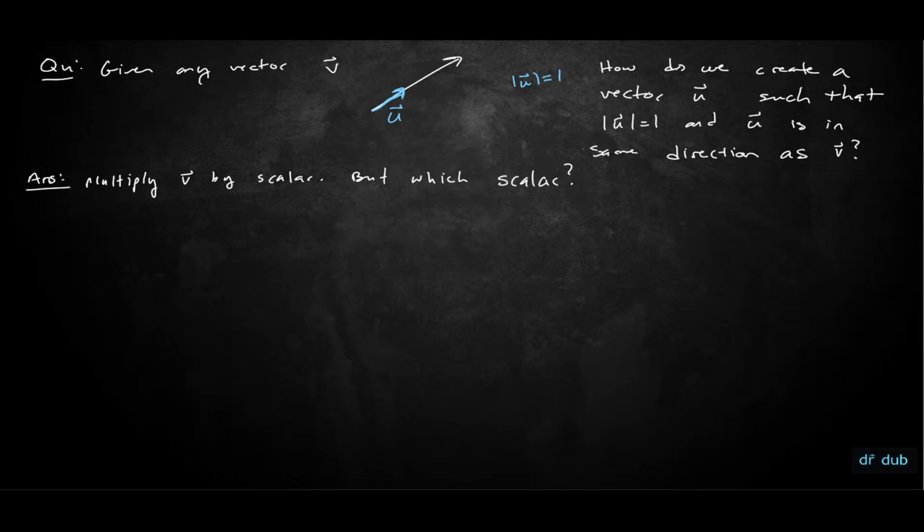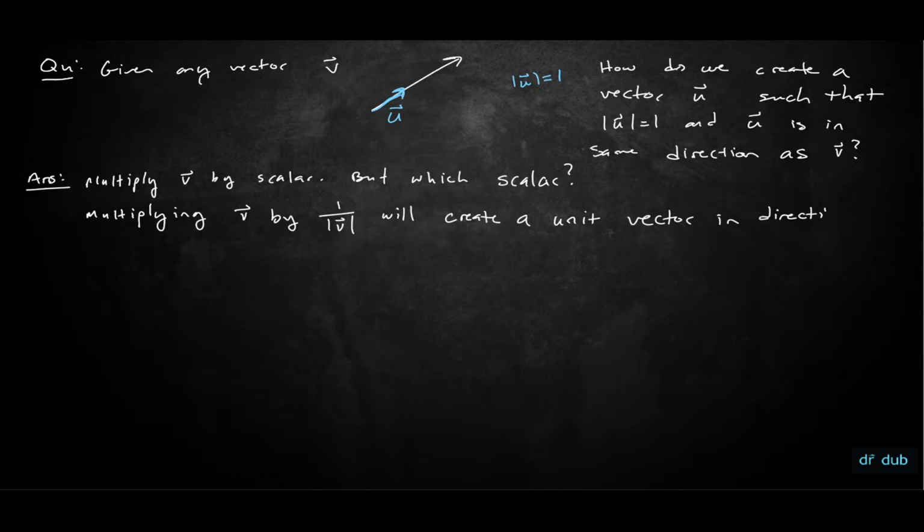So it has a length. I want to multiply by a scalar. Well, I basically need to multiply by 1 over the length that's already there. So multiplying v by 1 over the magnitude of v will create a unit vector in the direction of v.